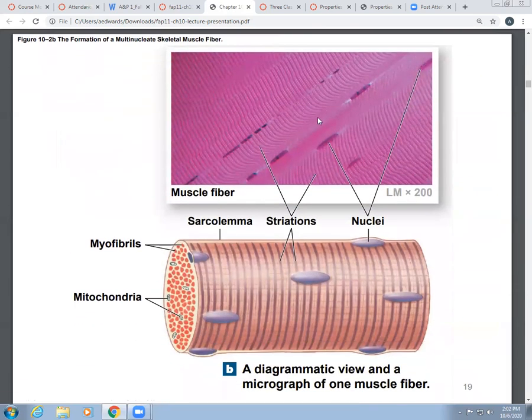All right, so this gives you a really good view of the striations. You can see the lines, those small lines there. Okay, here's a picture, you can see that. There's all those nuclei. There's some mitochondria. Remember mitochondria, powerhouse of the cell, they make what for us? ATP, thank you. Make your energy. Those are all the myofibrils inside the skeletal muscle fiber. And we'll get into sarcolemma in just a minute.